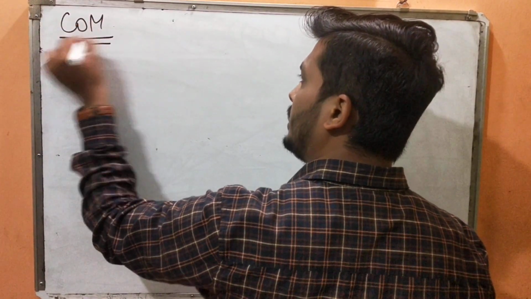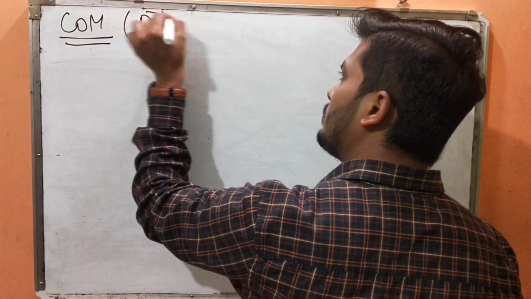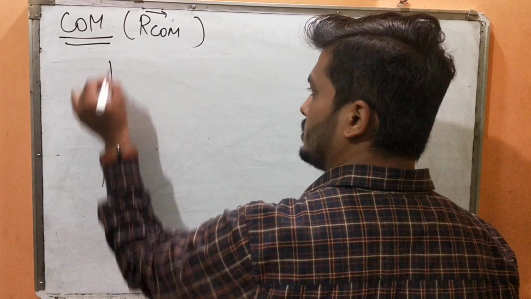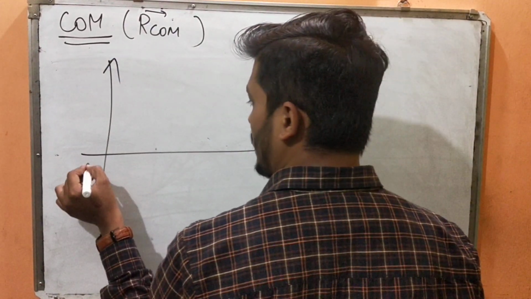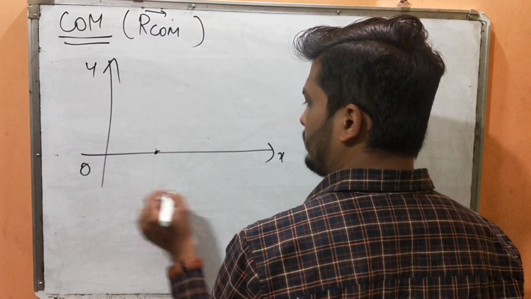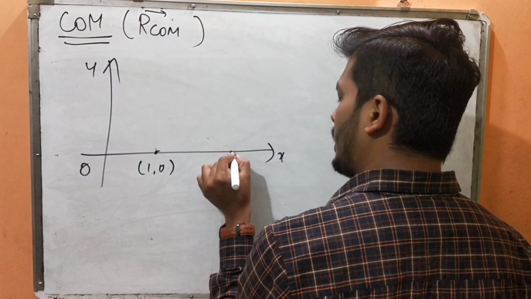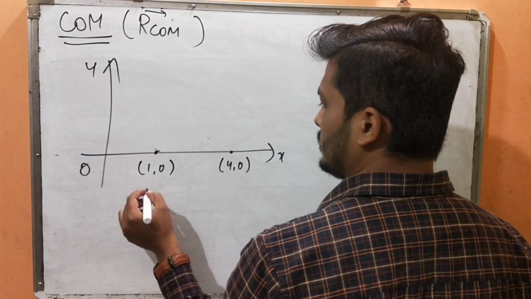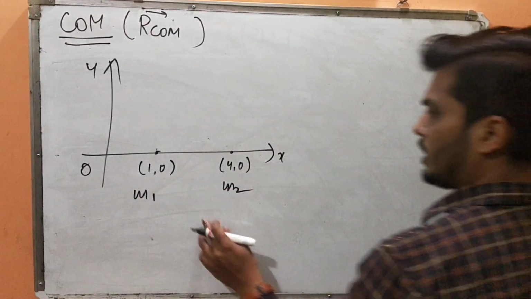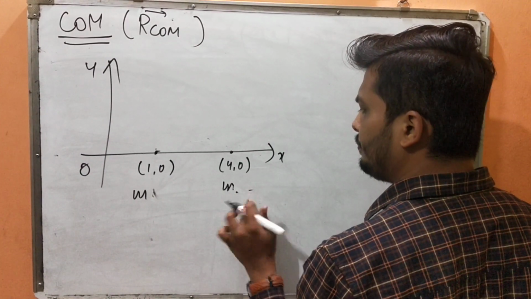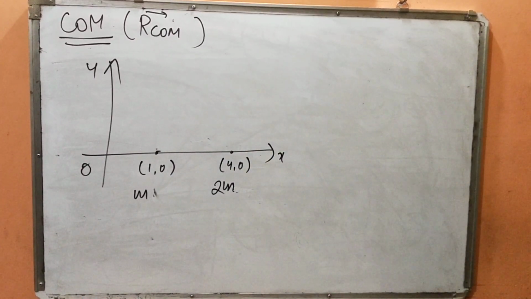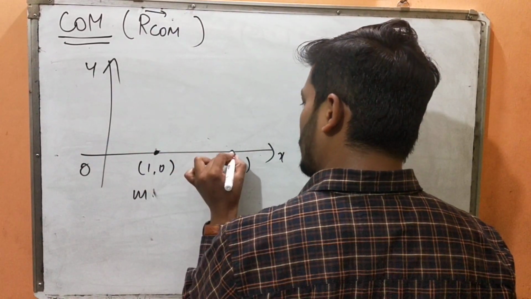Center of mass in terms of position vector, R COM. Now suppose there is one body. Let this be the x-axis, this the y-axis, this the origin, and these are the coordinates (1, 0) and (4, 0). This is mass m, and this I'll give any number you can take, let's take 2m. Now find the center of mass of this object.